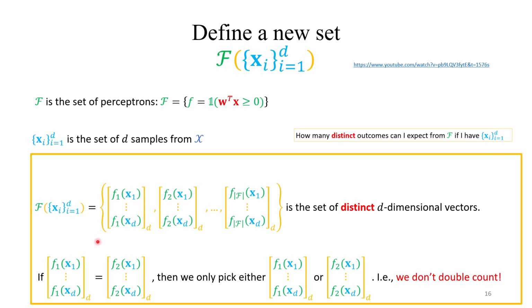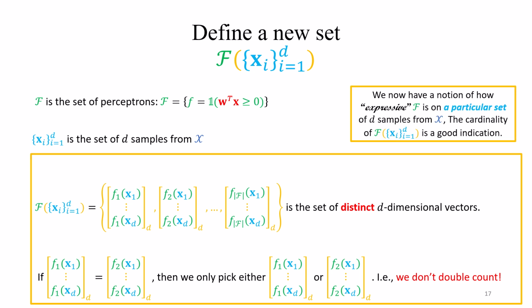Well, we'll just list them out in this set. This is the set of distinct d-dimensional vectors. So if any two vectors are the same, we'll just pick one. We don't double count. With that, we can now have a notion of how expressive F is on a particular set of d samples from X. For starters, we could first use the cardinality of this particular set as a measure of how expressive F is on this particular set.